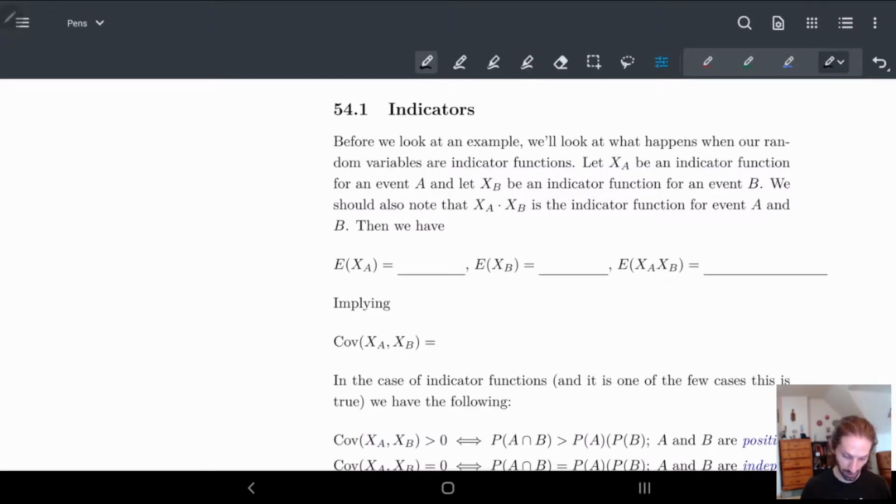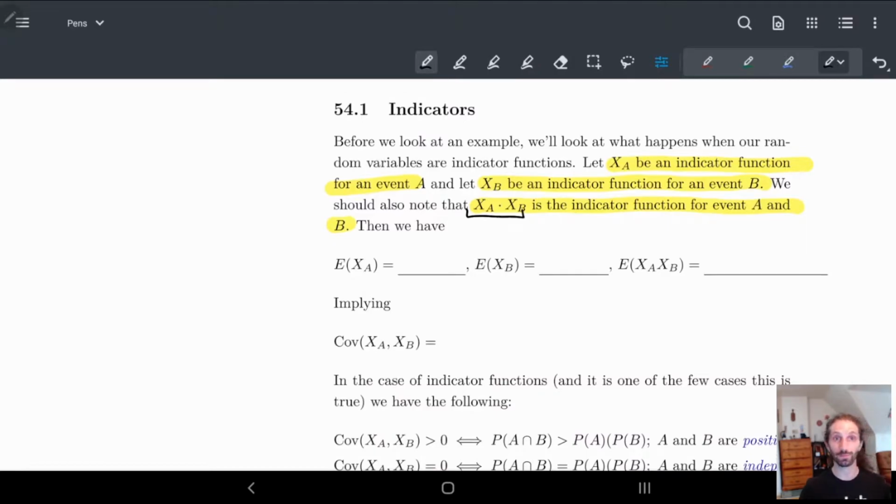We need some information. So we're going to let x sub a be the indicator function for an event A, and x sub b be an indicator for an event B. We should also note that xa times xb is the indicator function for the event A and B. We won't go over why this is for now. Just know that if we multiply them, then we get A and B.